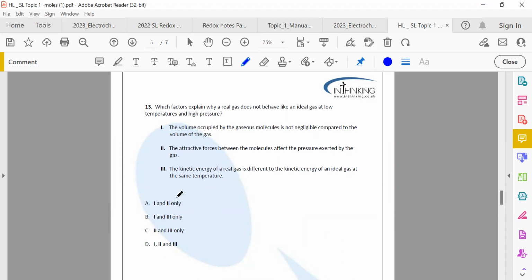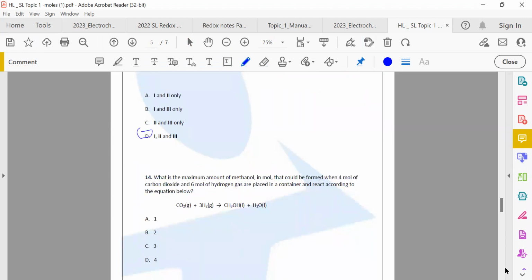Okay, very interesting. The attractive force between molecules affects the pressure exerted by the gas. Oh yeah, of course. Yes, because it's no longer ideal, right? So the attractive force will actually reduce the pressure exerted by the gas. Now the kinetic energy of a real gas is different to the kinetic energy of an ideal gas, likely. Okay, so I'm going to choose all. I may be wrong, but I think that's the answer.